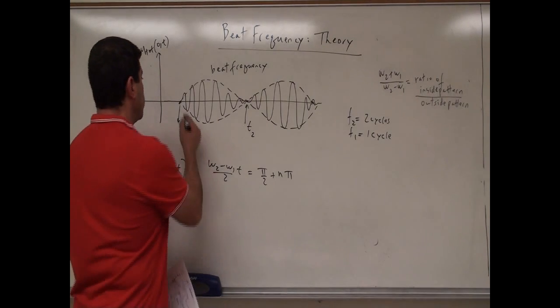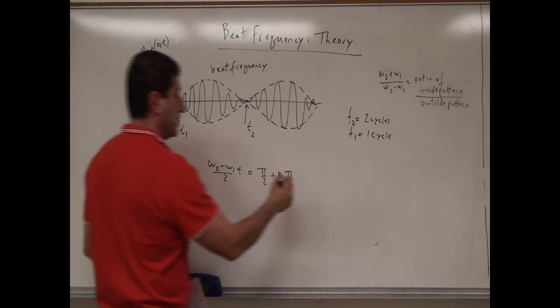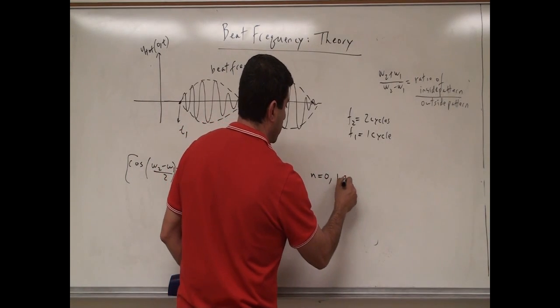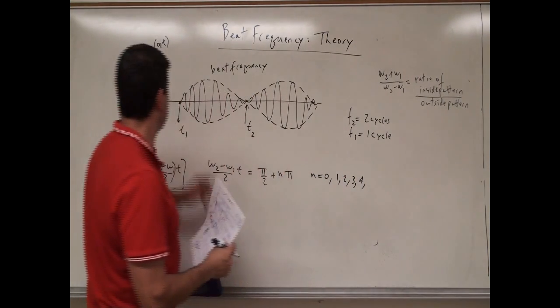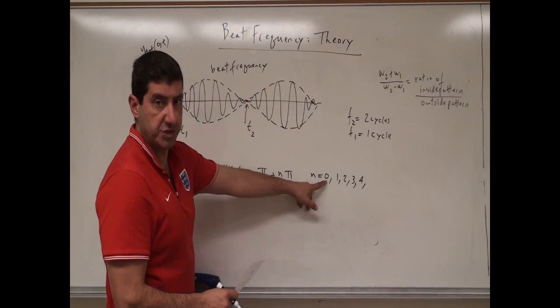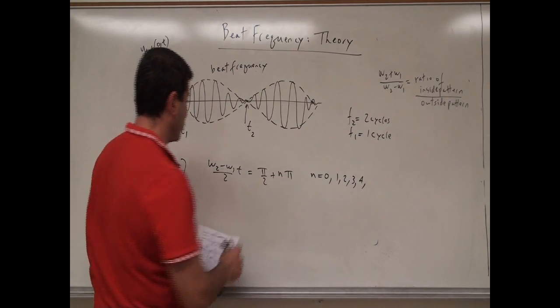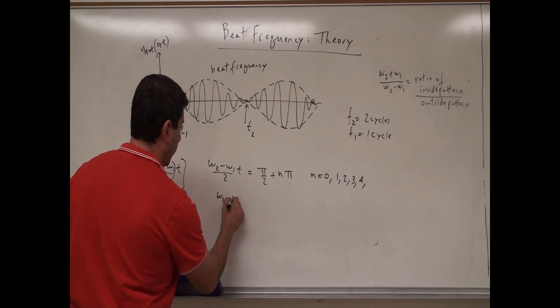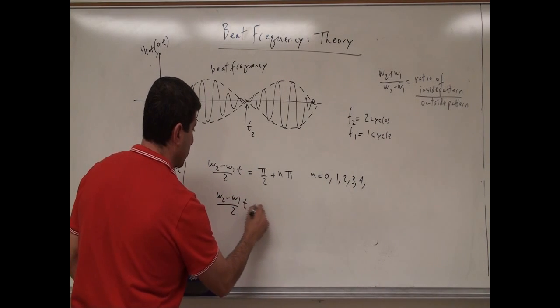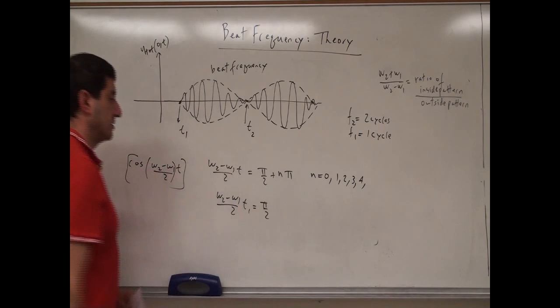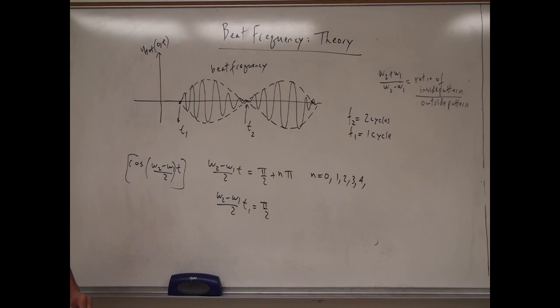If this satisfies this condition, then cosine will be 0, right? So then let's say the first one can occur when n is equal to 0, right? And then when n is 0, this one will be just pi over 2. So that will give us t1. And then from there, we can solve for t1.